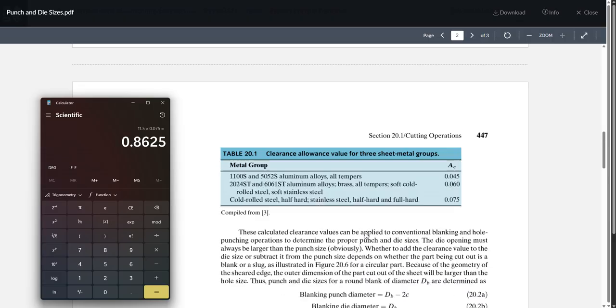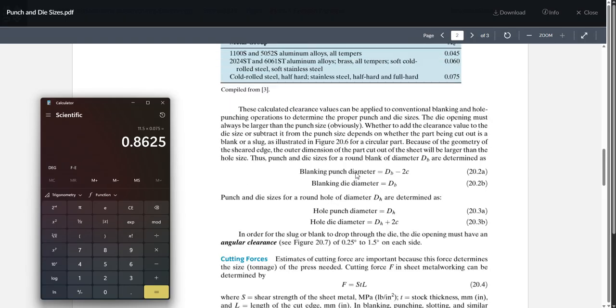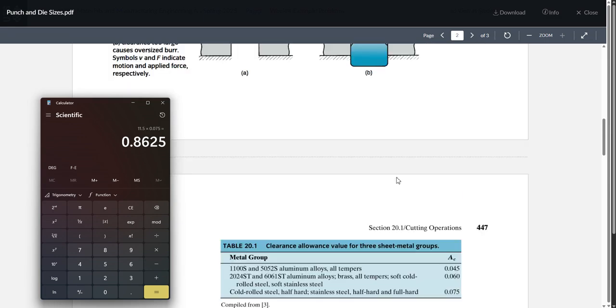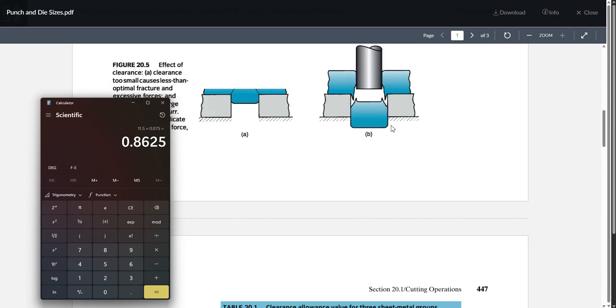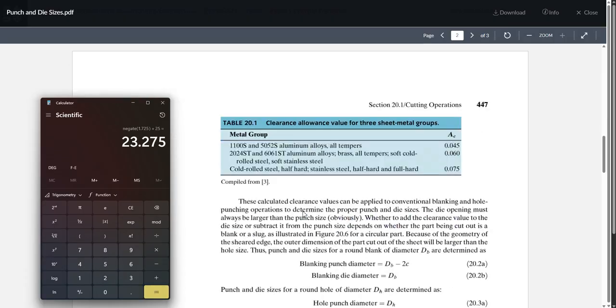Now, what about the punch diameter we're going to have here? The punch diameter is going to be equal to the blank diameter minus 2c. Let's say that the diameter here is 2.5 centimeters, or 25 millimeters. So I'll multiply the clearance by 2, make it negative, and add 25. So the punch should have a diameter of 23.75.